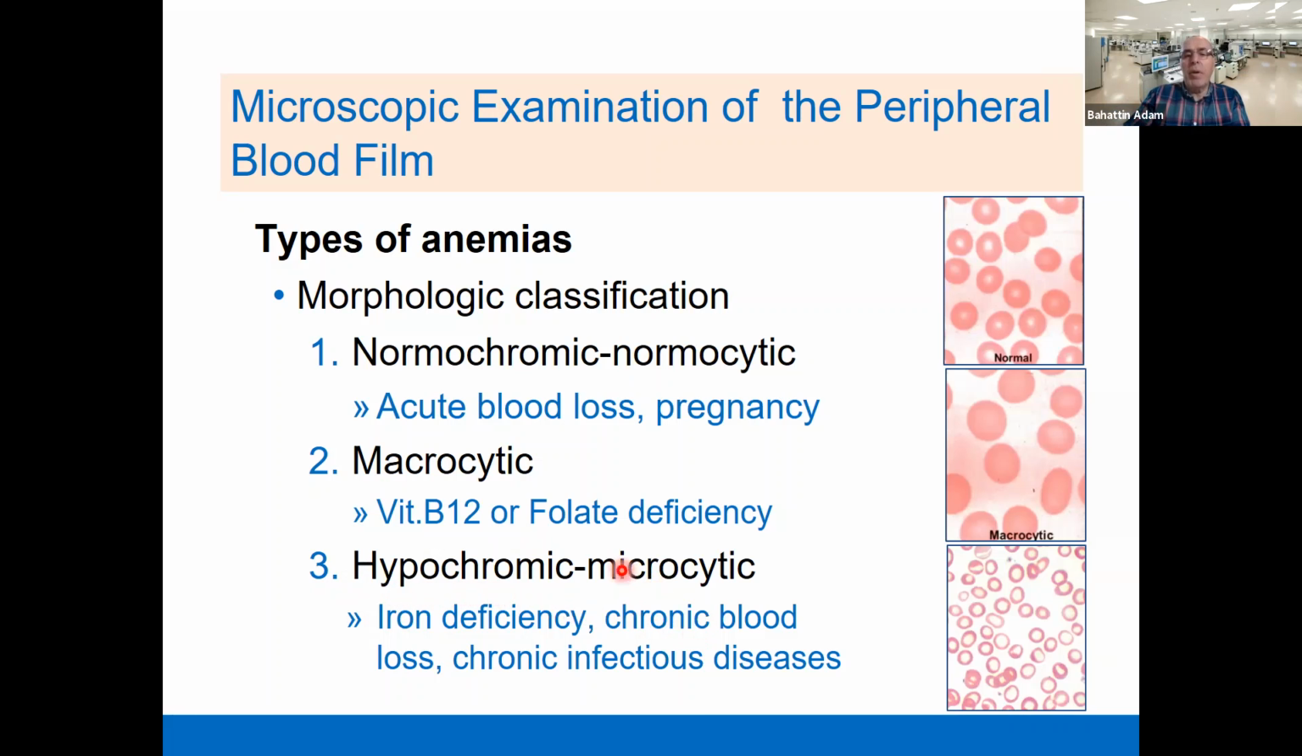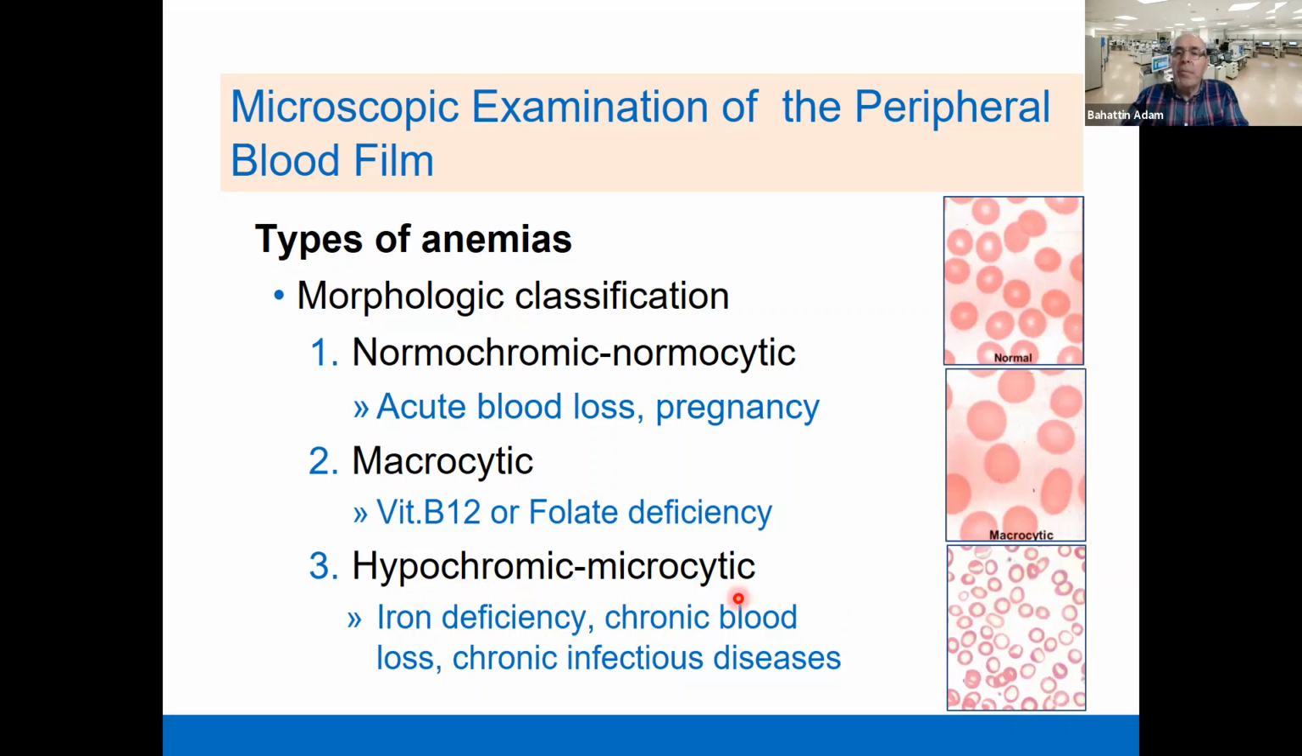If you examine and find hypochromic microcytic anemia, what does hypochromic mean? It is not stained enough; it takes less stain. And microcytic means they are smaller than normal, as you see here. The concentration of the staining is too low.